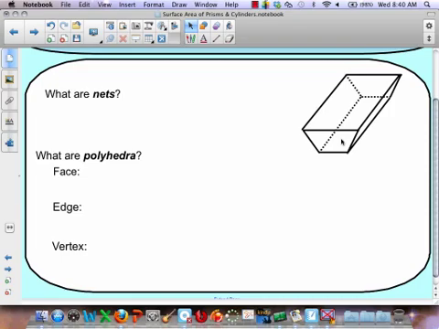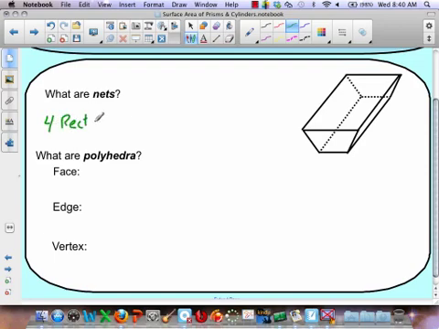Now, when we look at this, what are all the shapes that make up this prism? Take a look at that. What are all the shapes that make up that prism? 4 rectangles and 2 trapezoids. We have 4 rectangles, and we have 2 trapezoids.